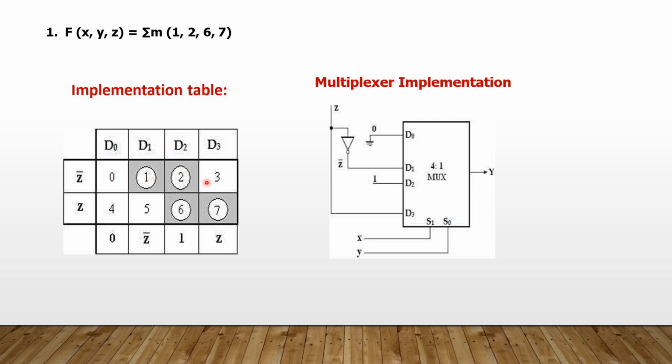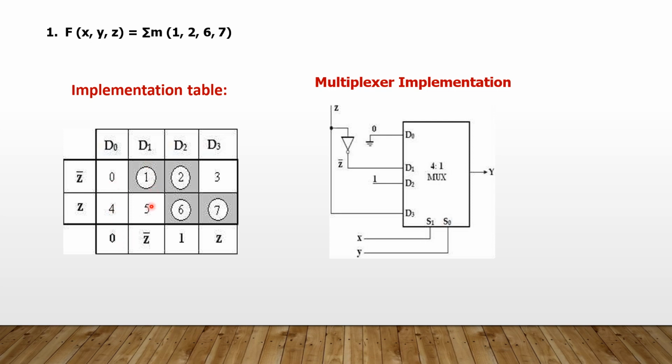Now 0, 1, 2, 3, 4, 5, 6, 7, that is 0 to 7. Totally 8 minterms. Now the given function is 1, 2, 6, 7. So you can just make the circle mark for the 1, 2, 6, 7. Now you have to just look column wise. In the first column, since both the minterms are not circled, we can just apply 0.